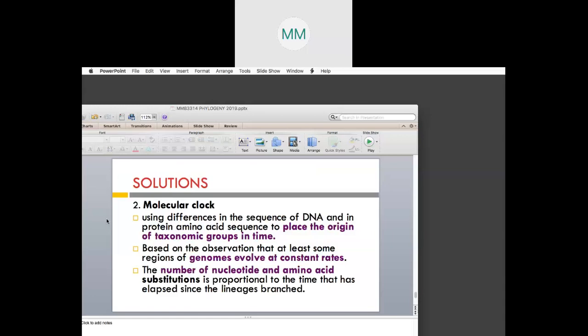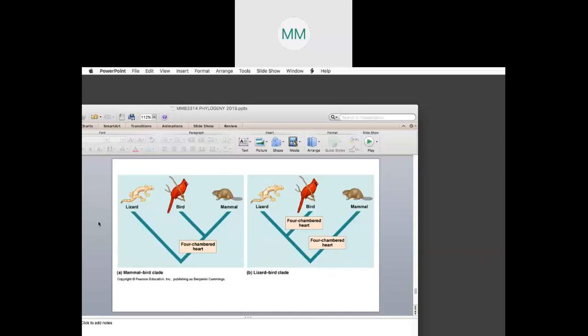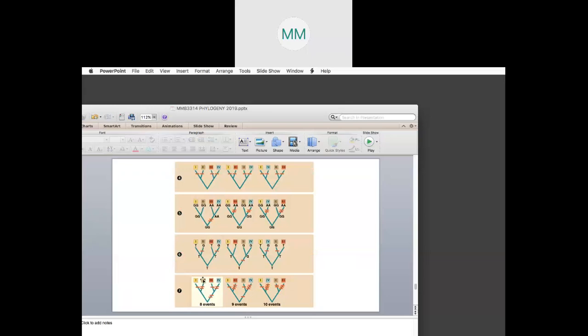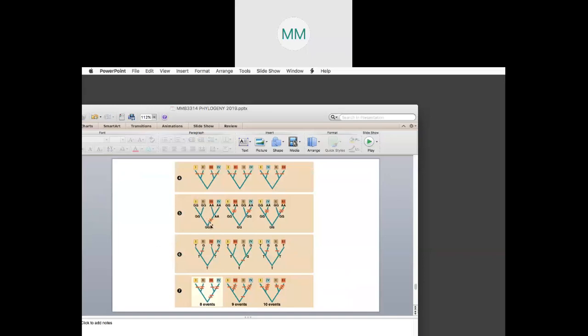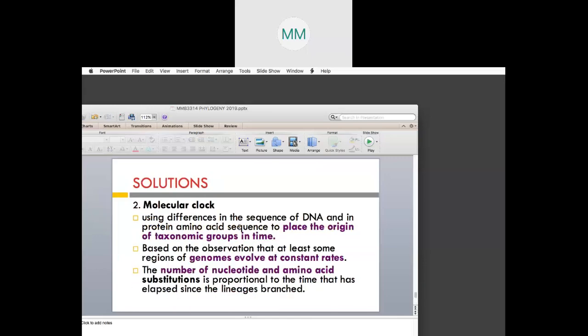Another solution I was talking about regarding DNA and sequences is the molecular clock. Using differences in DNA sequences and protein amino acid sequences, it places the origin of taxonomic groups in time. Before, you based this on an observable phenotypic character, like a four-chambered heart. Here you are looking at DNA sequences, but the molecular clock also looks at the rate of evolution of the genomes. A phylogenetic clade may show a relationship, but it may not show how long the species evolved at that point. The molecular clock incorporates time.